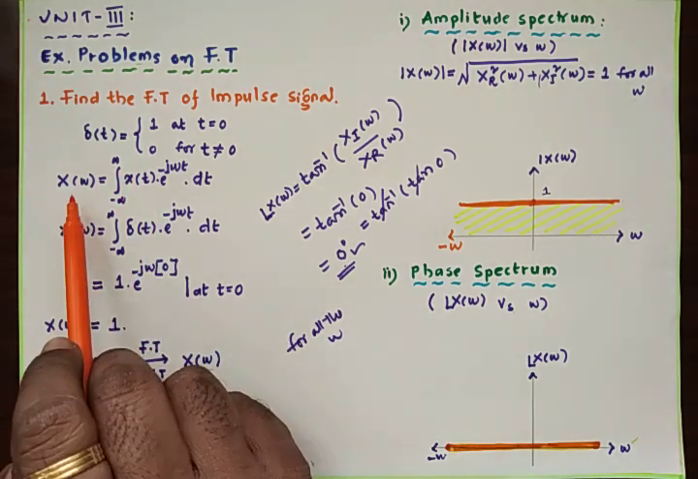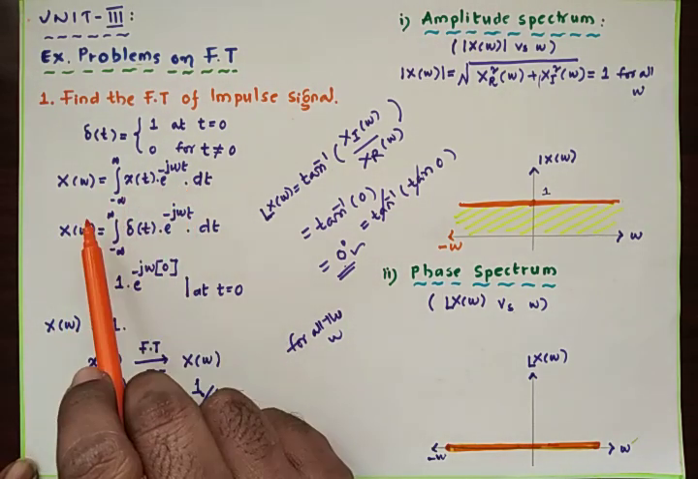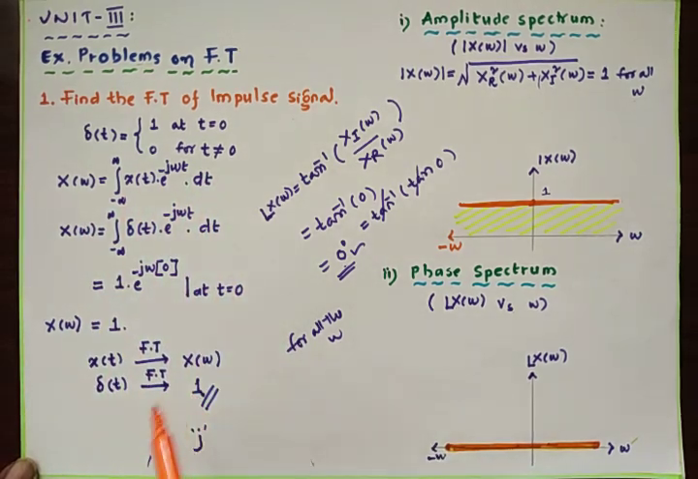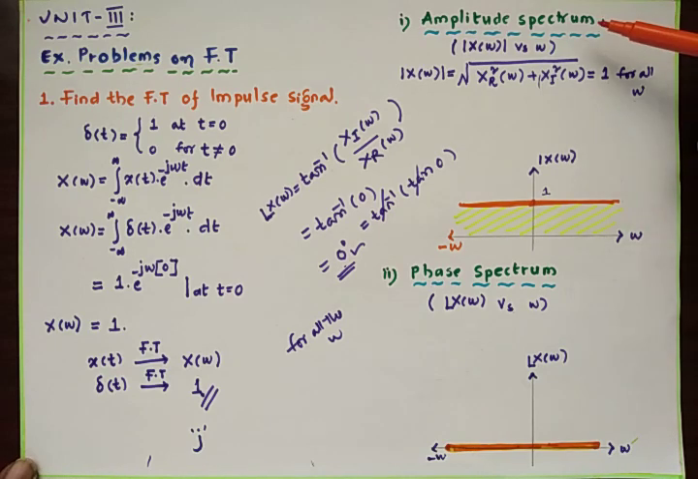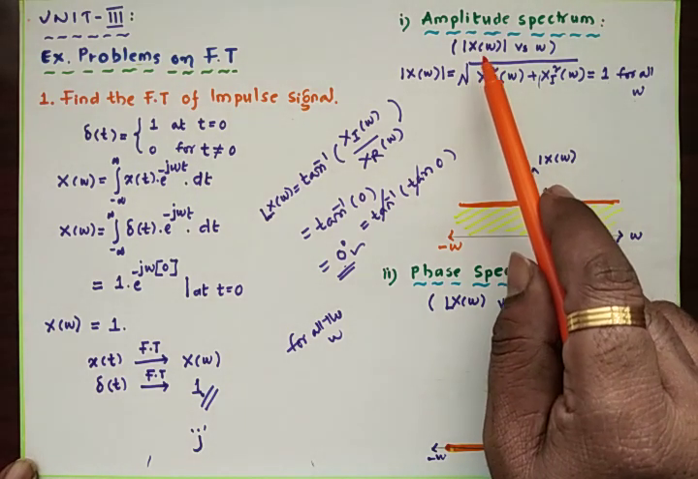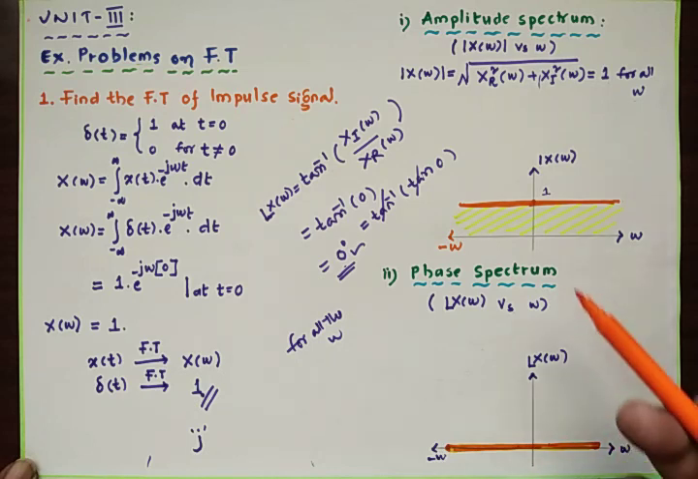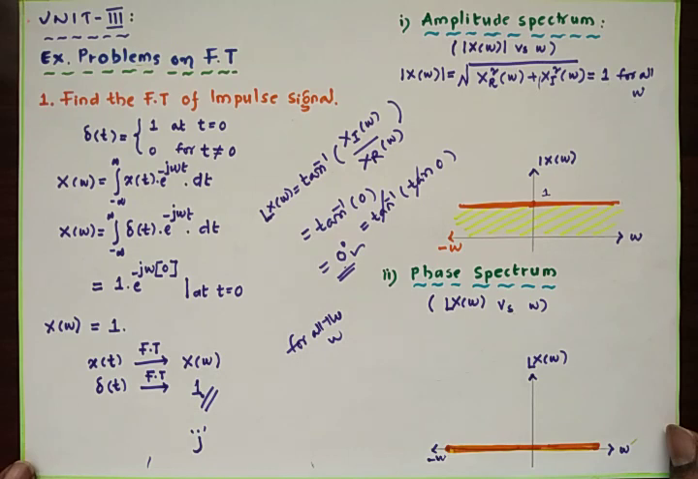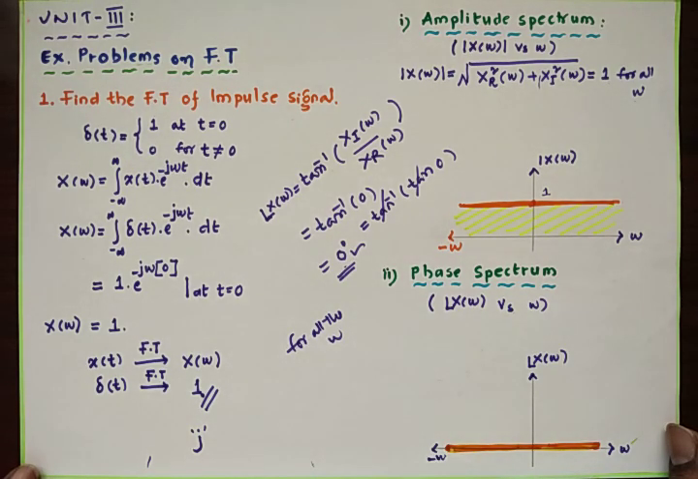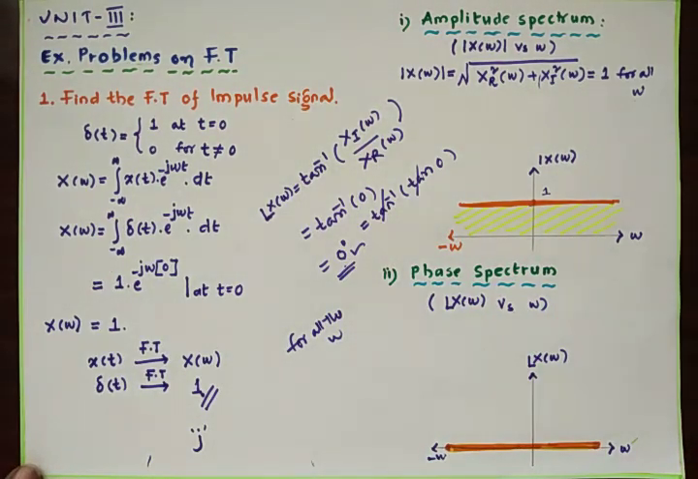So it is very clear that first of all we have to identify what exactly X of t is. After that, we have to perform the Fourier transform by making use of the standard formula. After that, we must get the Fourier transform. Then we have to plot the two spectrums: one is the amplitude spectrum, and the other is the phase spectrum. In the amplitude spectrum, we plot the graph between the magnitude versus omega, and in the phase spectrum we plot the graph between the phase angle versus omega. If you solve the Fourier transform with all these steps, you can get the maximum marks in the exam.